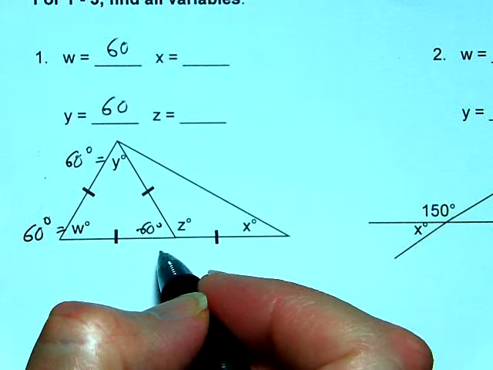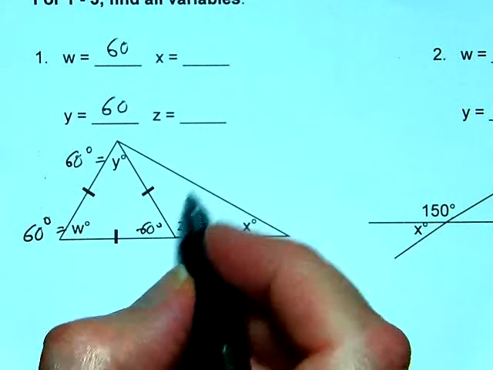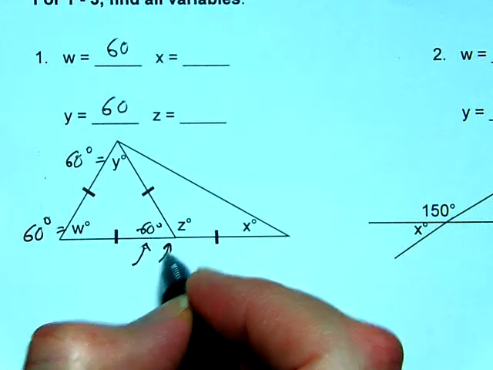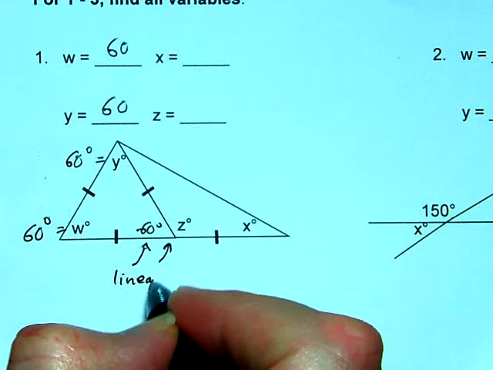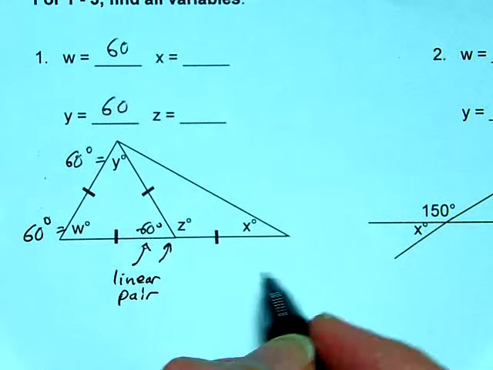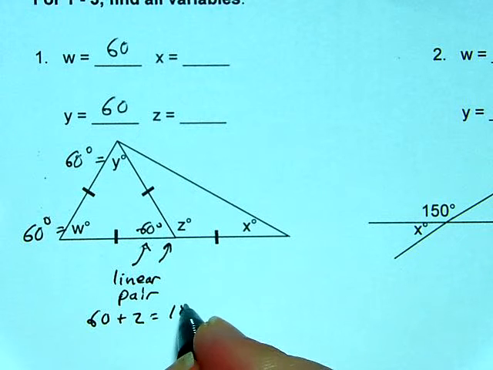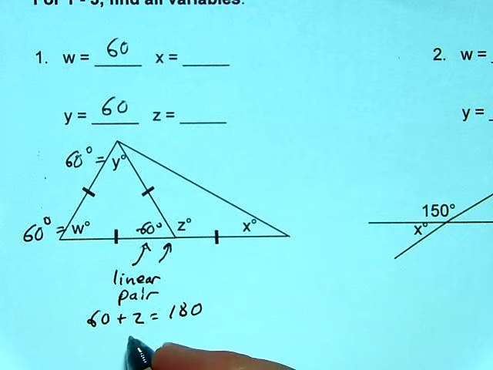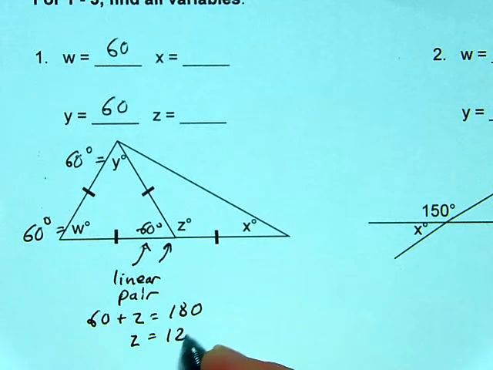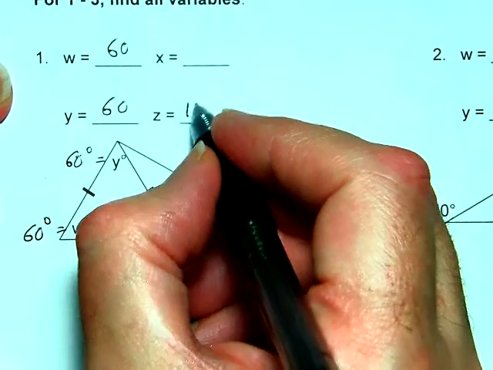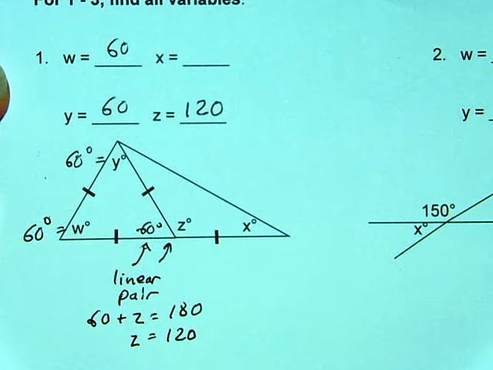And I think you'll notice that z and 60 are linear pairs. Okay, so this is a linear pair. And because these two are linear pairs, 60 plus z equals 180 degrees. They're supplemental to each other. That tells us z is equal to 120. So z is equal to 120, and that only leaves us x.